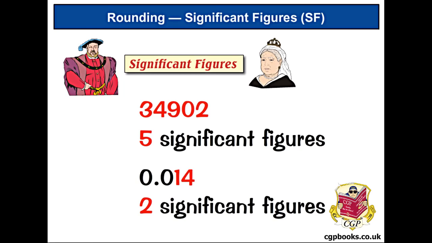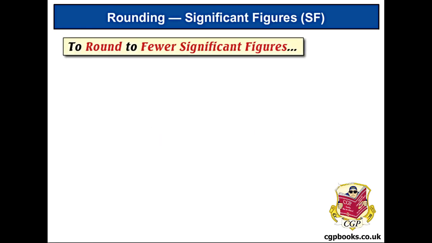Now this is important because you need to know how to round numbers to fewer significant figures. The basic method is exactly the same as the method for rounding to fewer decimal places, but there's also an extra rule that you sometimes need. So here's the basic method.